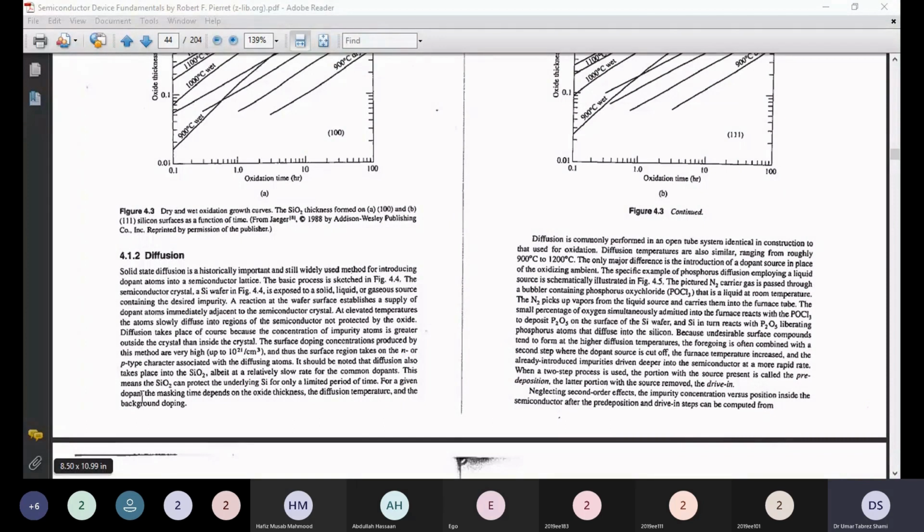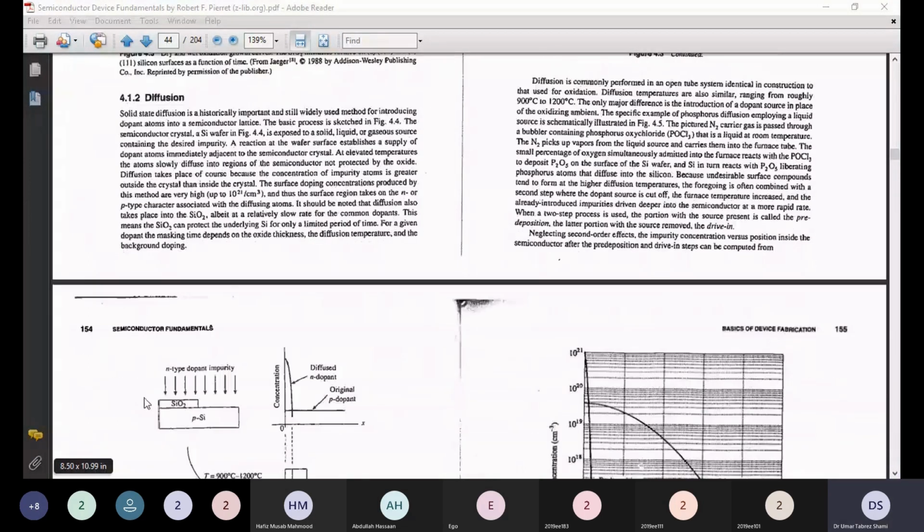Diffusion is commonly performed in an open tube system identical in construction to that used for oxidation. Diffusion temperatures are also similar, ranging from roughly 900 degrees C to 1200 degrees C. The only major difference is the introduction of a dopant source in place of the oxidizing ambient. The specific example of phosphorus diffusion employing a liquid source is schematically illustrated in figure 4.5.